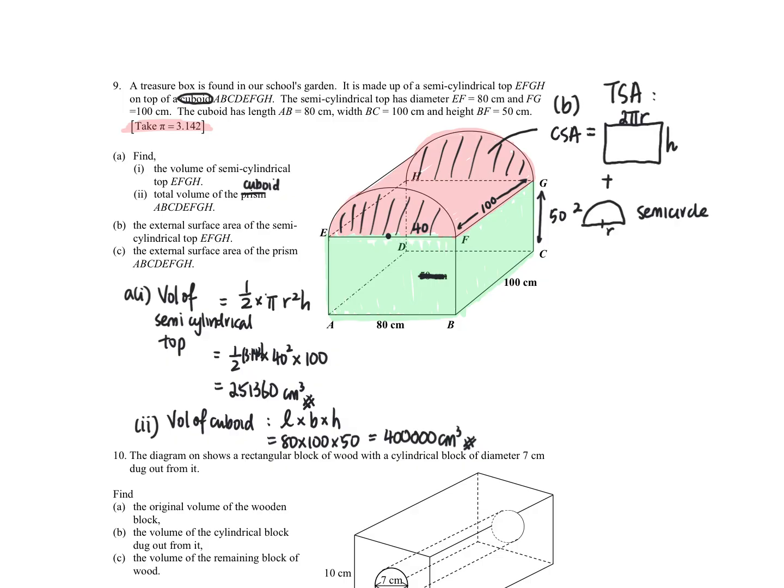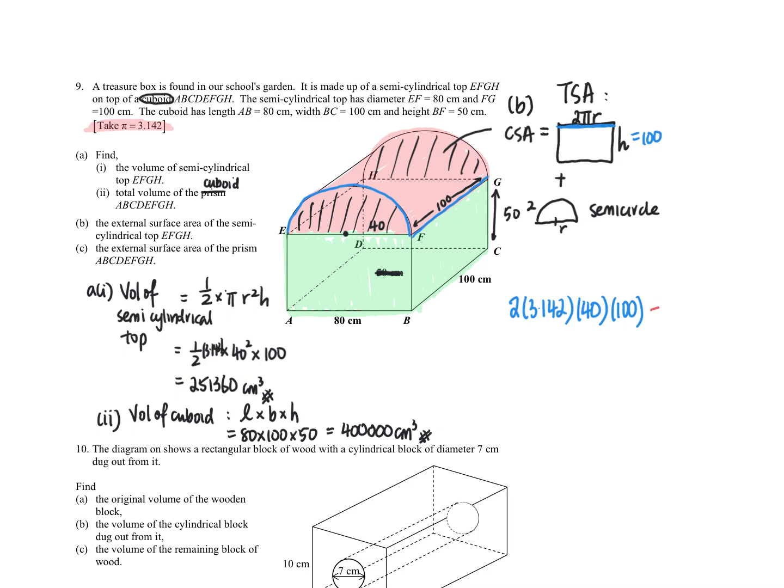I need to know what this length is. So this length is this one. So I find it by using 2 pi r. My radius is 40. And then I times the length 100. So this one is 100. Okay, so take note of that.